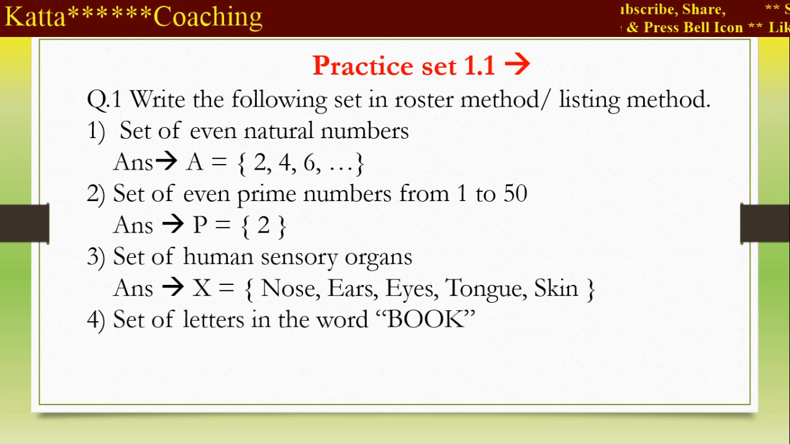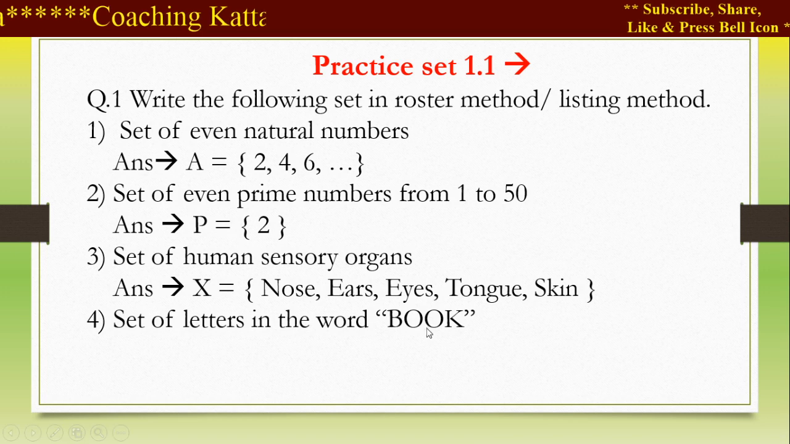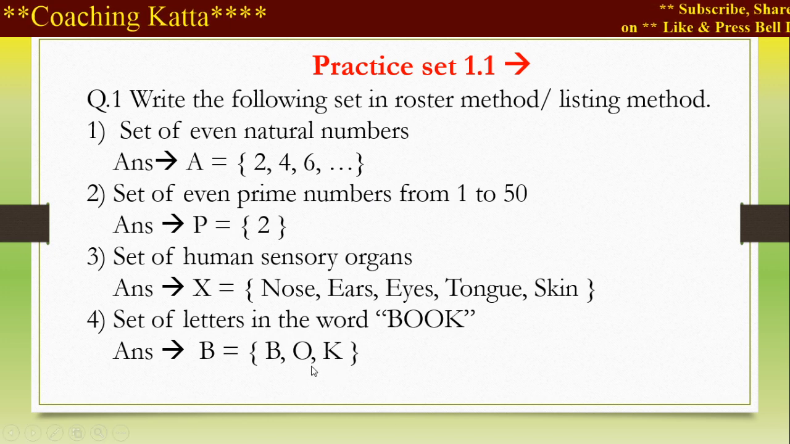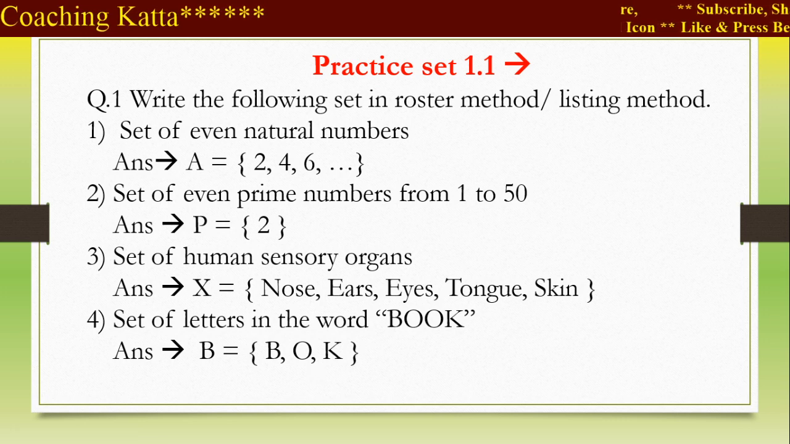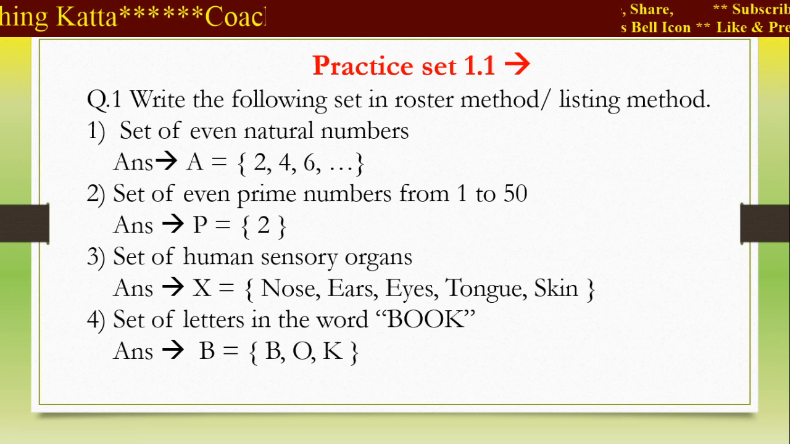The fourth example is set of letters in the word book. Here O is repeated and so it comes only once in the listing method. So capital B equal to, in the curly bracket, the letters denoted as B, O and K. Don't write O 2 times.